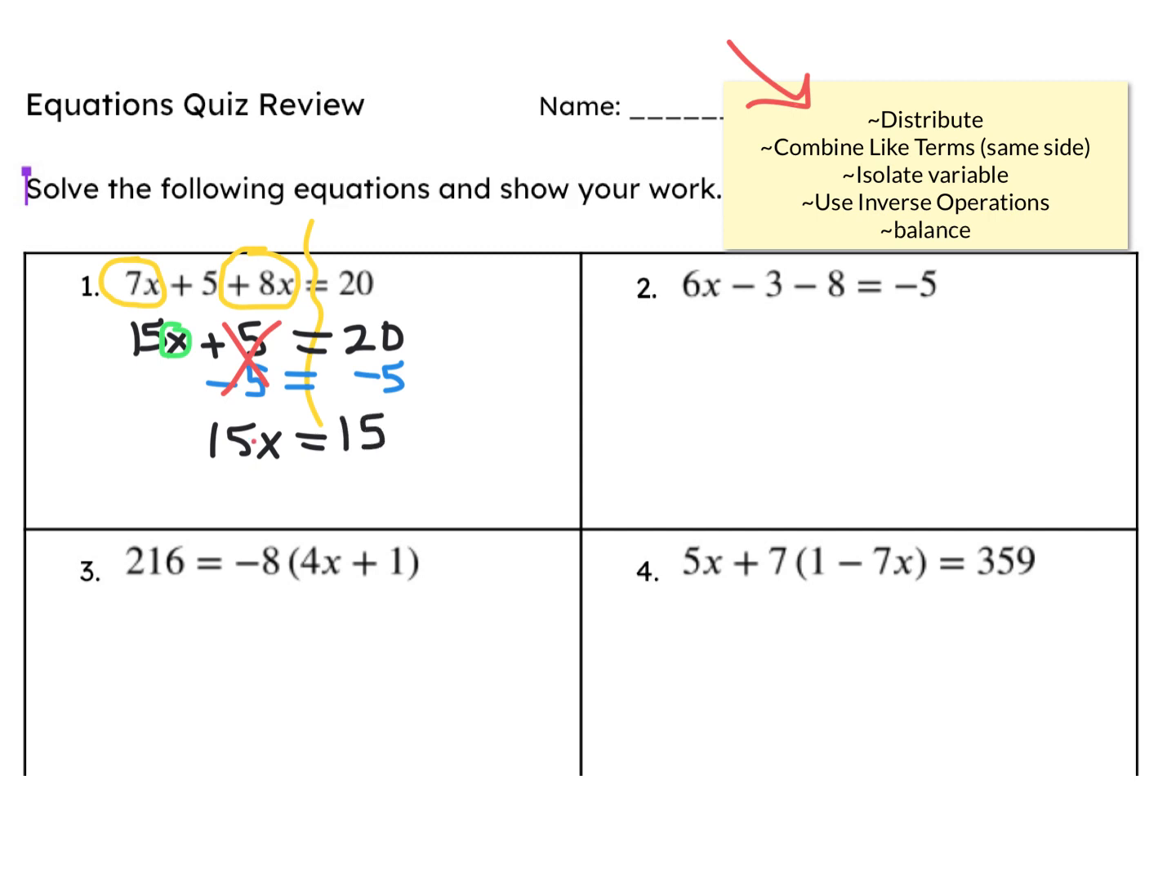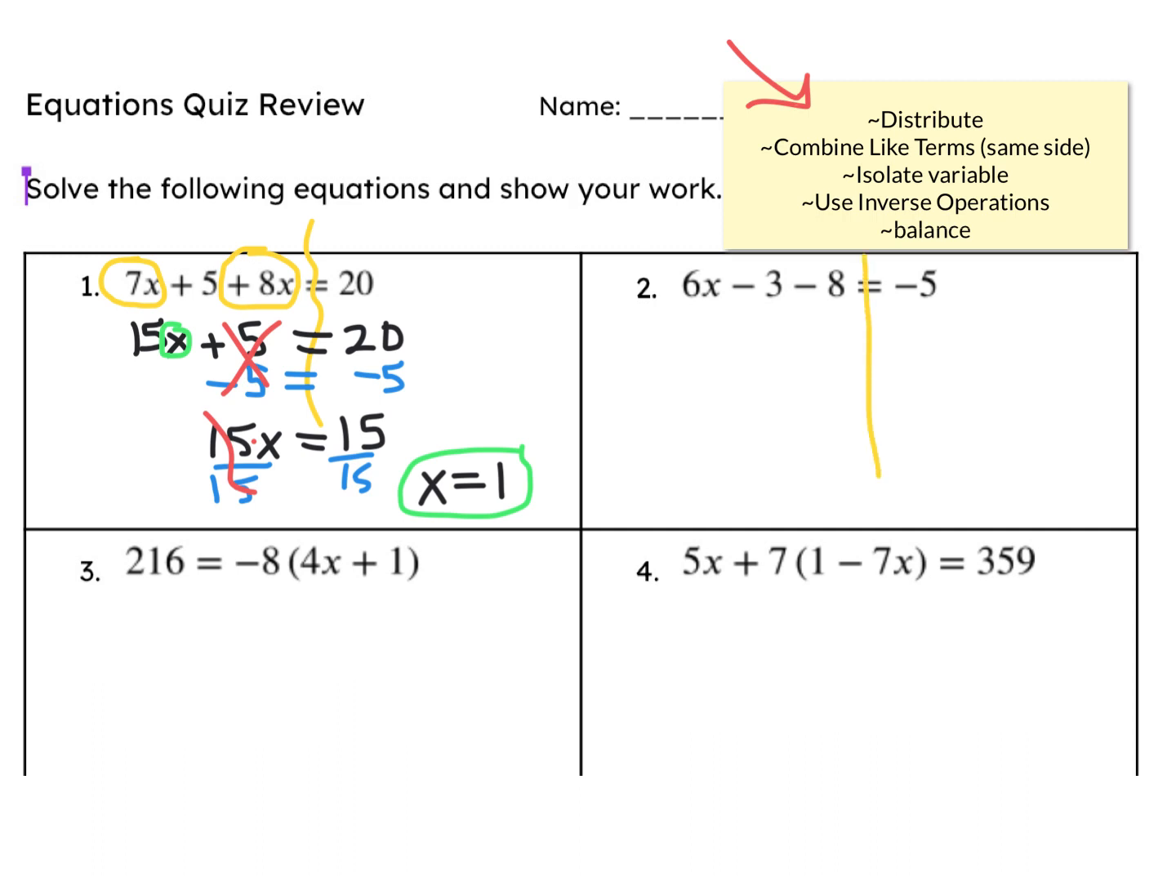Now this means 15 times x, so our final step, our final inverse operation, is division. Divide both sides by 15. 15 divided by 15, that's 1x, which equals just x. And then on the right side, 15 divided by 15 is 1. So our final answer is 1. Let's follow the same steps to do the next problem.